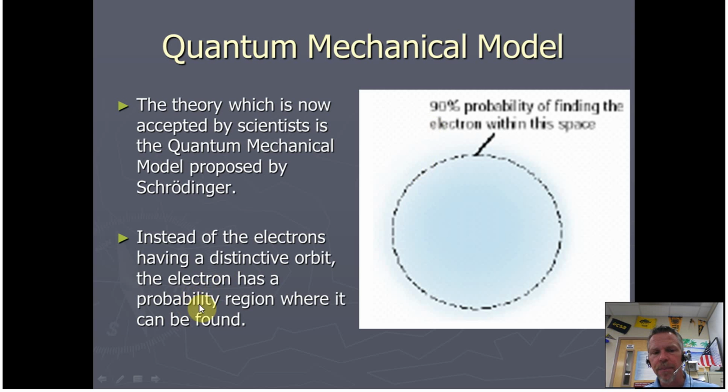So the electrons have a probability region where you can find them, and that's what we're trying to represent with this picture here. Imagine this as a three-dimensional picture, not two-dimensional. There's a sphere, and around this sphere is a certain probability region where you will find a given electron with a certain percentage of probability, say 90% probability of finding an electron in a given space. That's how the quantum mechanical model describes the structure of the atom.